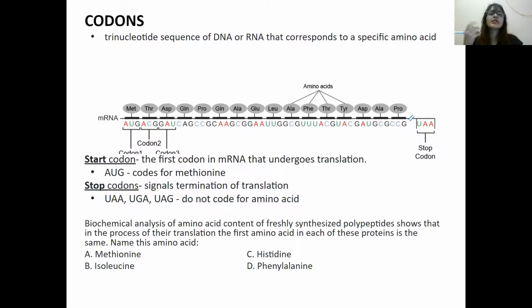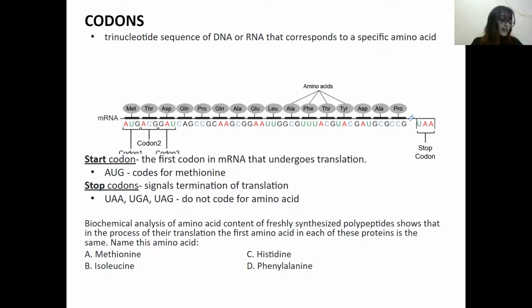Now the transcription is done, mRNA is formed, the precursor is now turned into a mature mRNA, and now it is time to form proteins. And proteins, as you know, are made from amino acids. So for the aspect of translation, I'm going to discuss codons. Codons are trinucleotide sequences of DNA or RNA that correspond to a specific amino acid.